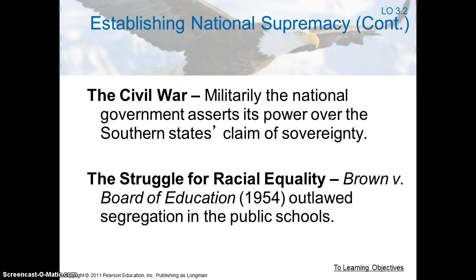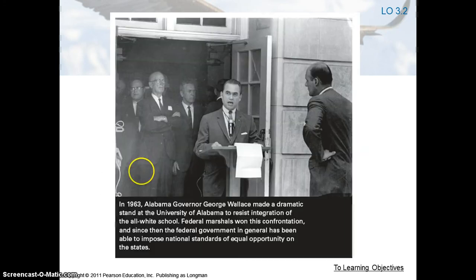Something a little less violent would be Brown versus Board of Education, of which there are actually two Brown versus Board of Education Supreme Court cases. Here you have the national government forcing to end segregation in public school systems, where education is supposed to be the responsibility of a state government. The national government is coming through and forcing the state governments to integrate their school systems. This is part of the struggle between the state power and the national government power.